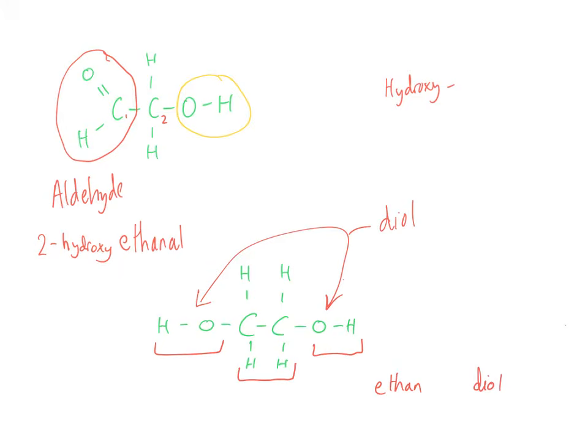We need, first of all, the details of the position, because it is possible to have the diol group on the same carbon atom, but we don't here. So we've got carbon atom number 1, carbon atom number 2. So this is 1,2-diol.